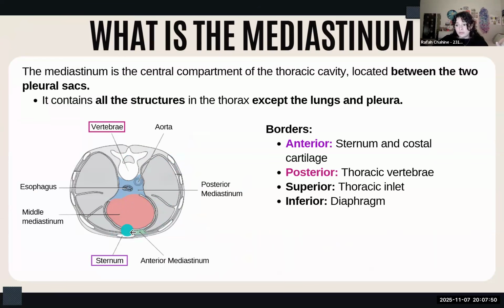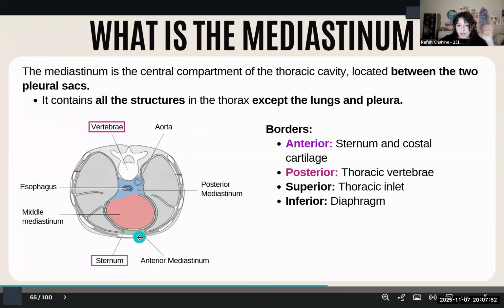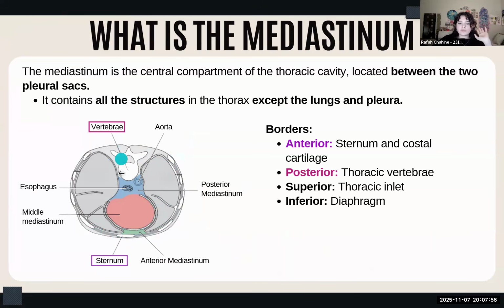Anteriorly, what do we have? We have the sternum. We're well aware of that now. And the costal cartilage. We're very comfortable with them. Posteriorly, we have the vertebrae. Superiorly, we have the thoracic inlet. And inferiorly, we have the diaphragm.